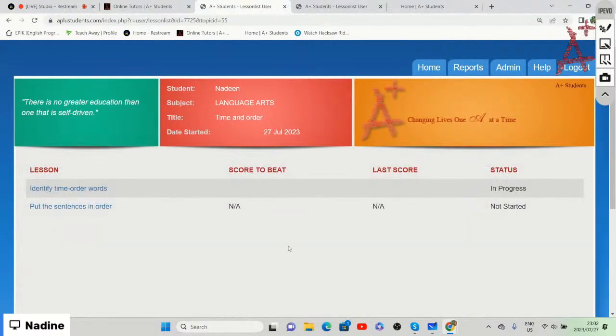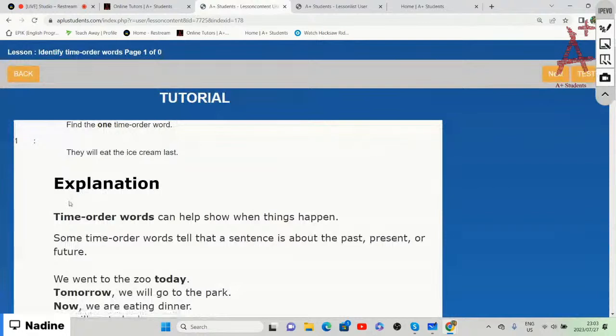All right, so the chapter of time and order, right? The lessons that we are going to be focusing on today are identify time and order words, and put the sentences in order. So we are basically going to identify time and order words, and then we are also going to put the sentences in order. All right, let's start. So we are now first in our lesson on identify time and order words.